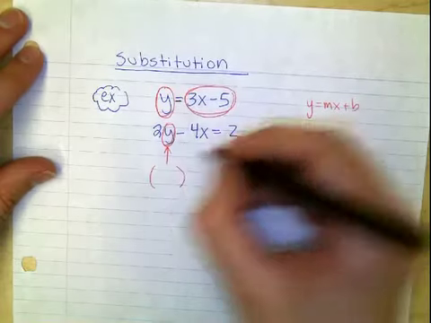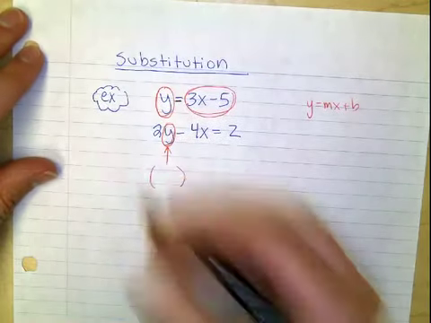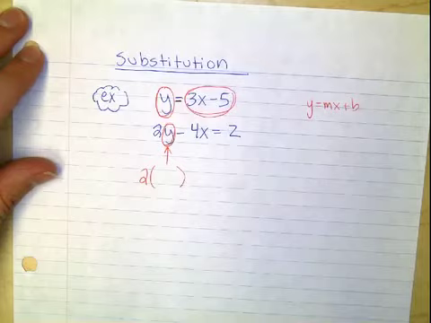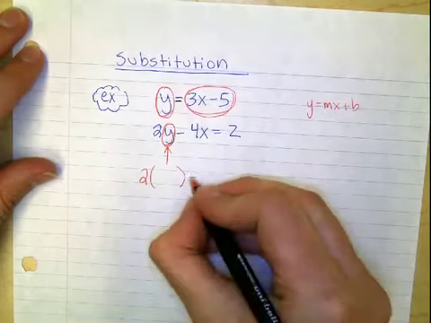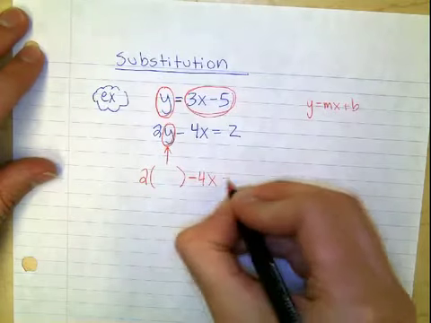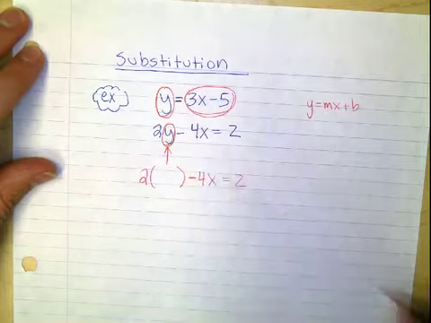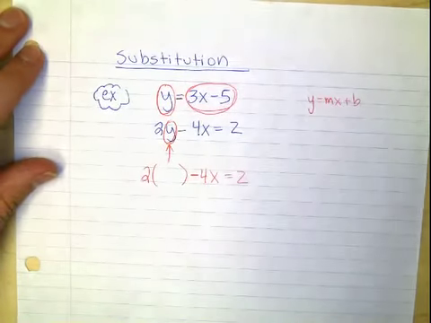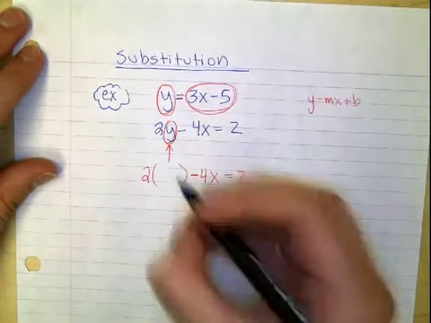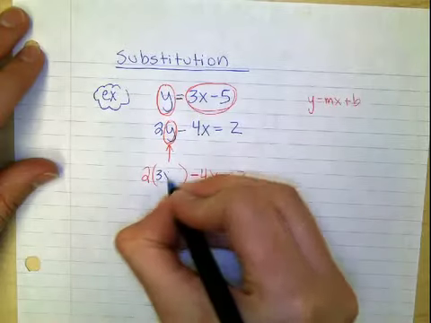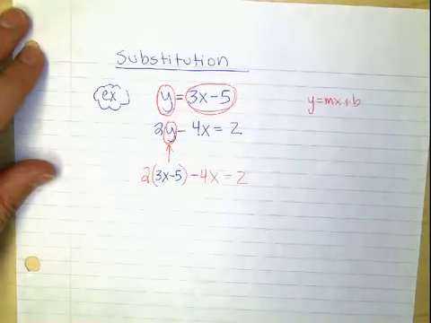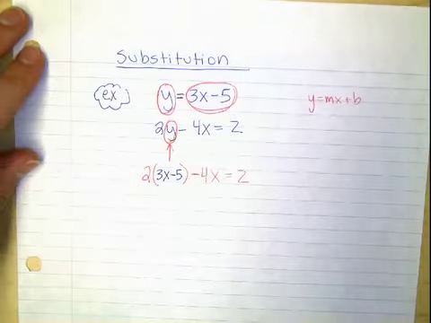Now if I do that, I'm going to copy everything else. So I'm going to take all this equation here, like the 2 that was in front of the y, I'll put it here. The minus 4x, I'll put it here. And the equals 2. Copying all this extra stuff. But instead of writing a y, I'm going to fill the y in with 3x minus 5. I'm going to replace it. I'm going to substitute 3x minus 5 in for it.